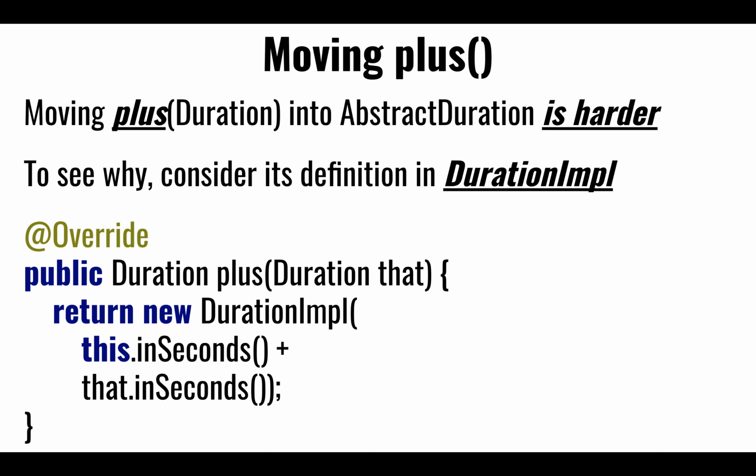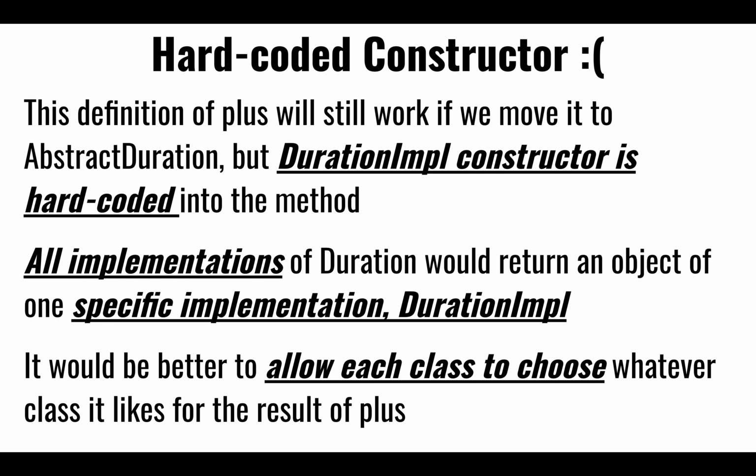So we have that implementation, and that's a problem, because we have the constructor right there, hard coded. If we move it over to the abstract implementation, it's always going to return that particular instance.